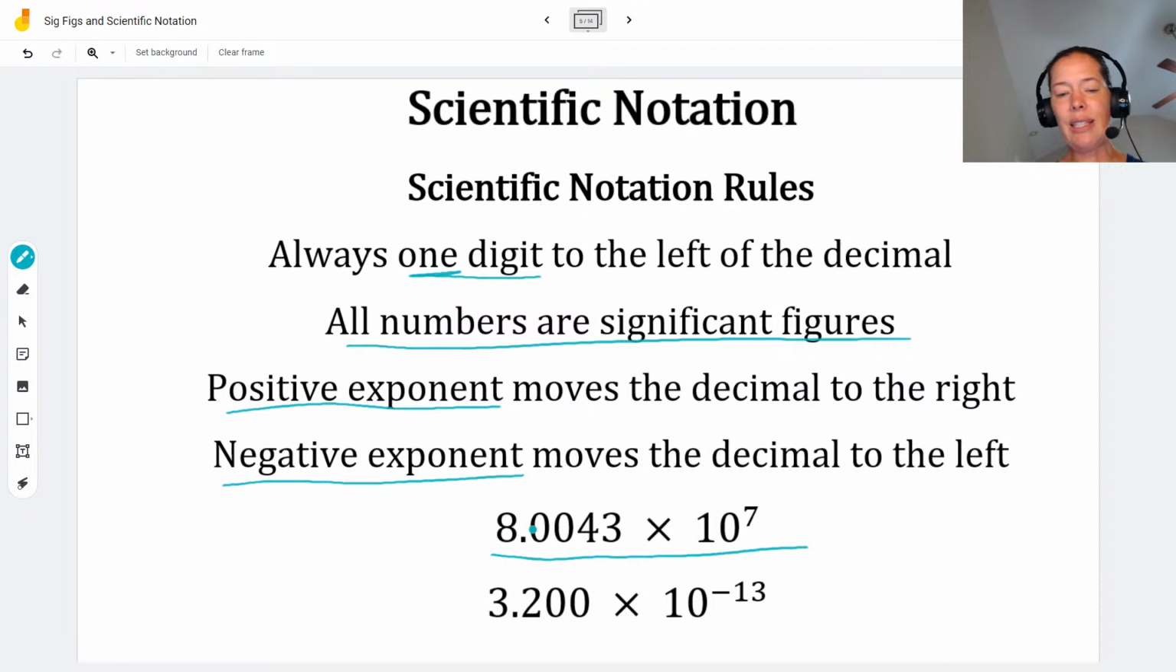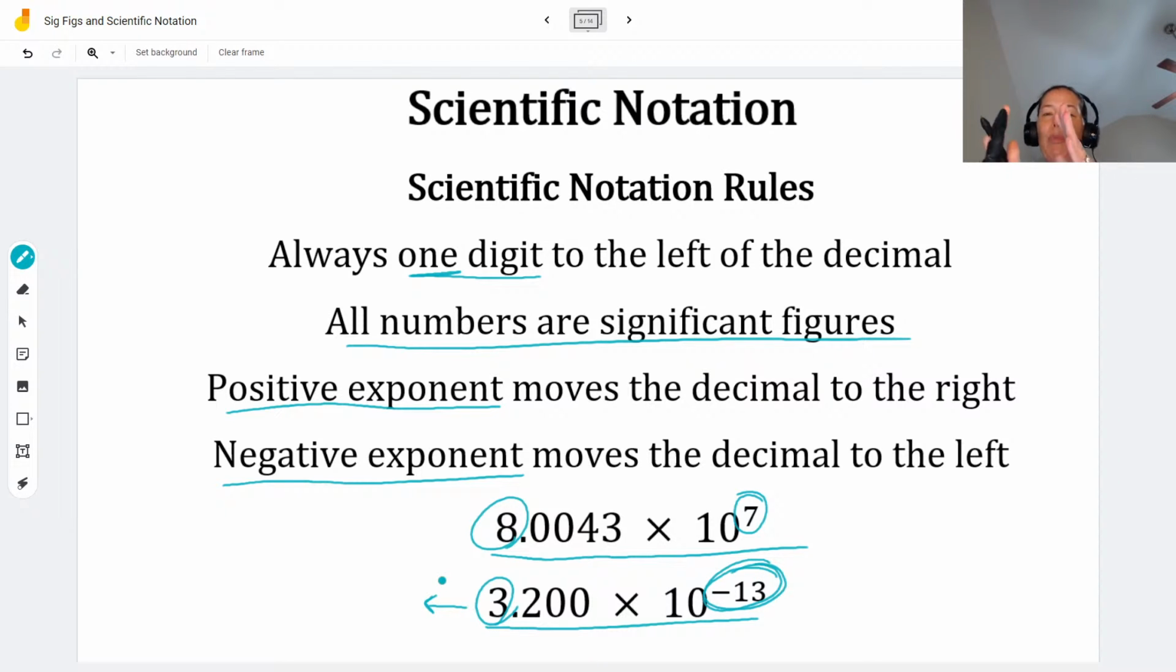So you can see in this example, we have 1 digit to the left of the decimal. This is a big number. It's got a positive exponent. So it means that if I wanted to move this to standard notation, which is how our numbers were written before, then I would move this decimal 7 places to the right. Our second number here is a very small number. Again, it's got a negative exponent. Again, we just have 1 digit to the left of the decimal. And this means if I were to write this in standard notation, I would go 13 places to the left. So in essence, I'd put a lot of those leading zeros in.